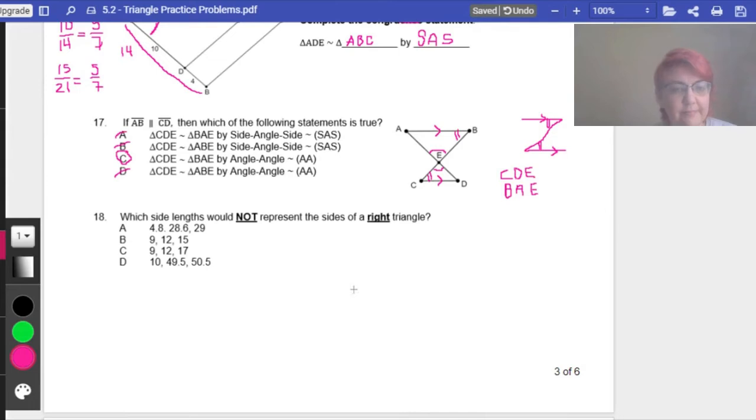Okay, 18. Which side lengths would not represent the sides of a right triangle? For this, I need to check A squared plus B squared equals C squared for every single one of these. Now remember that C must be your largest side. All right, so here, I'm going to do A squared plus B squared. So on my calculator, I'm going to do 4.8 squared plus 28.6 squared, and I get 841.